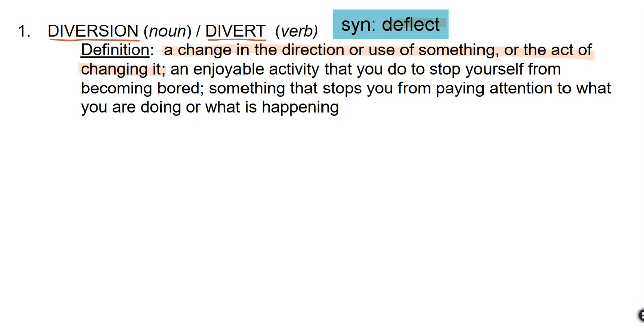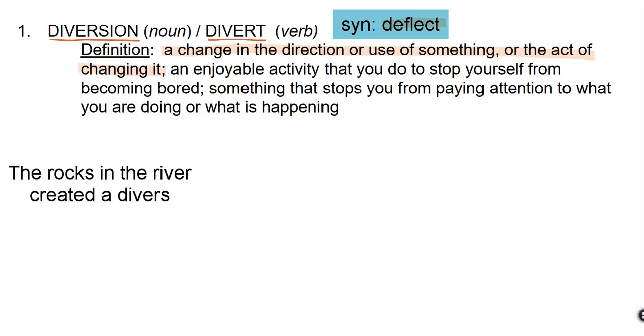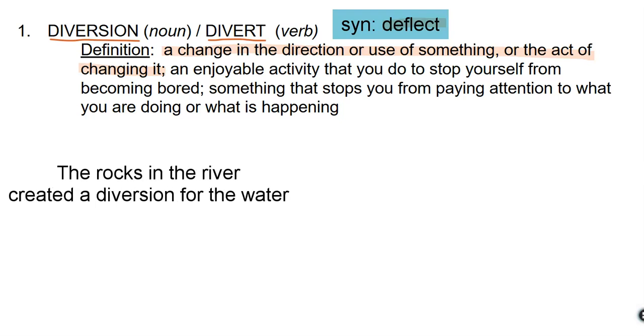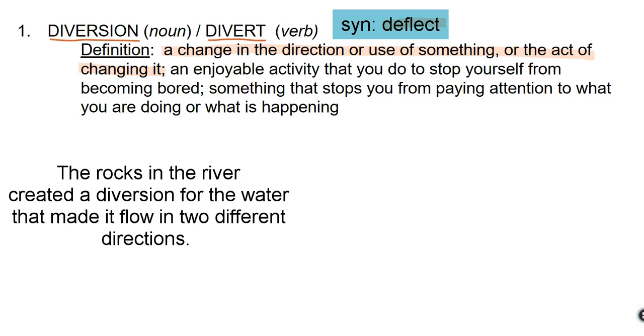An example of that would be: the rocks in the river created a diversion for the water that made it flow in two different directions. So there is a literal meaning of the word diversion, like it is literally changing the direction of something, or the act of changing it.